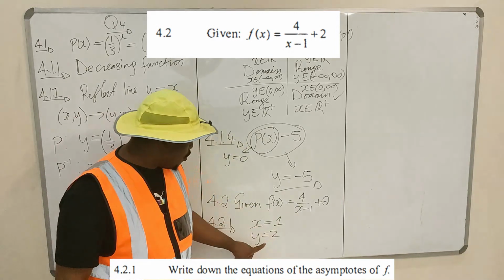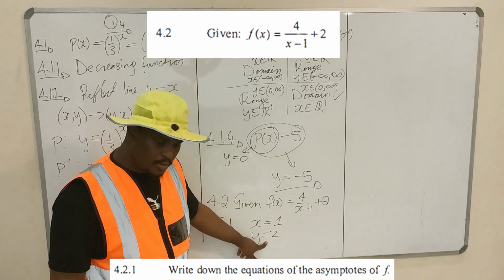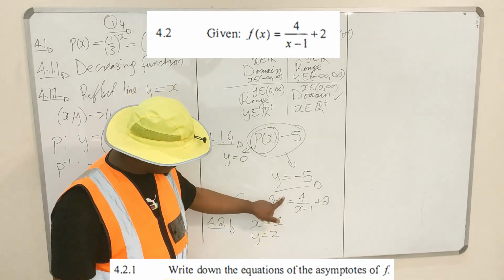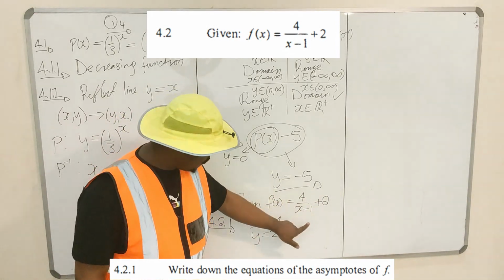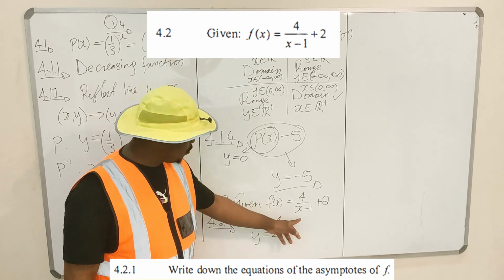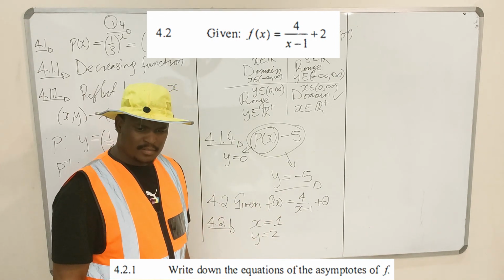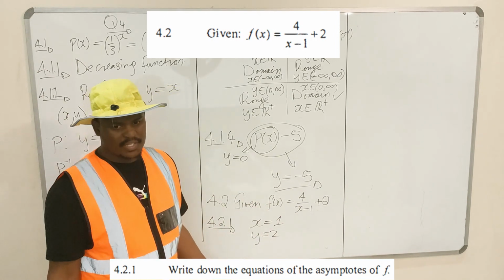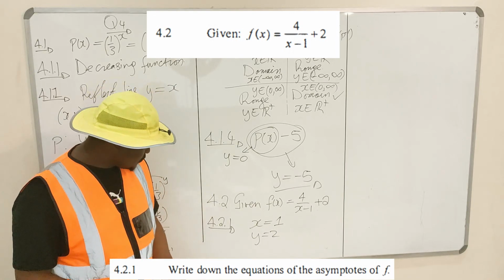And now, if your y is equal to 2, you have 2 here, you see this 2 and that 2 will cancel. Then you have 0 on this side. So how will you be able to solve for x? Yeah, so that's where your asymptotes are. Let's go.